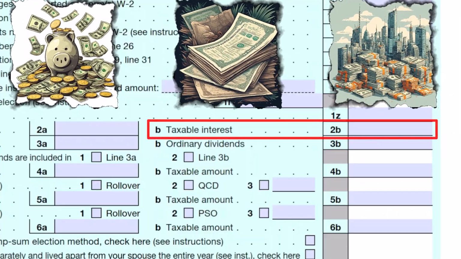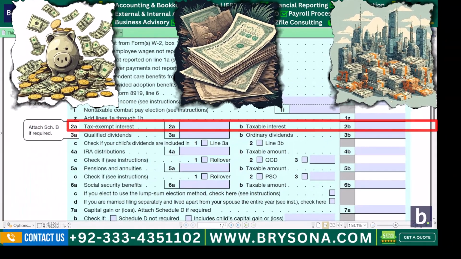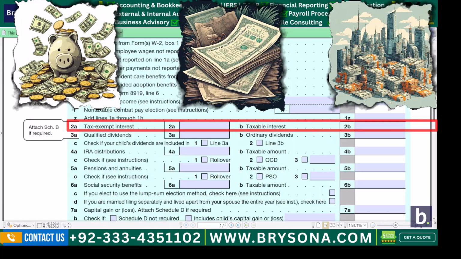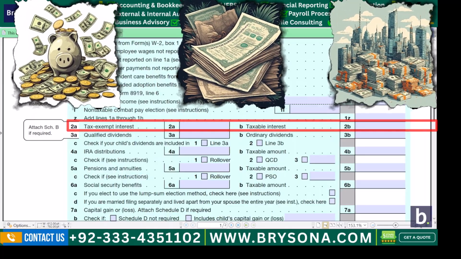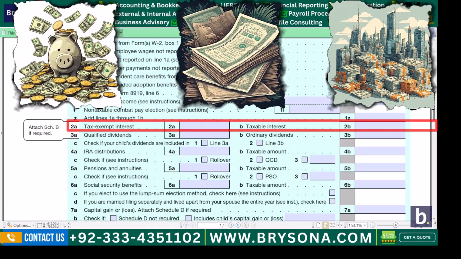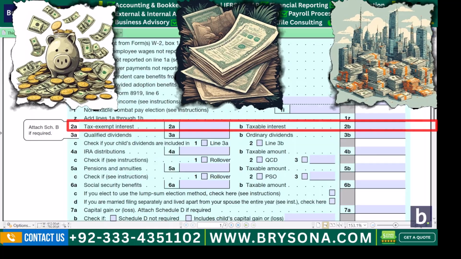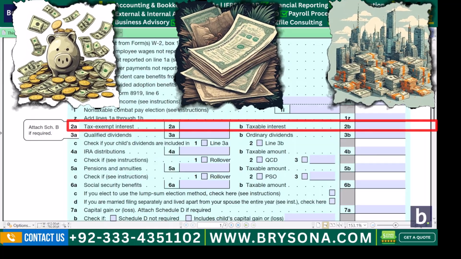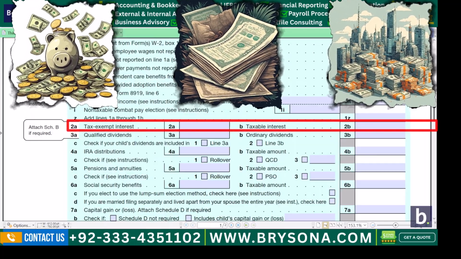While the money on Line 2A stays in your pocket, the money on Line 2B is added to your total income. Reporting both accurately ensures the government sees your full financial picture while protecting your tax-free earnings. These lines turn your passive savings growth into a formal part of your annual tax story.